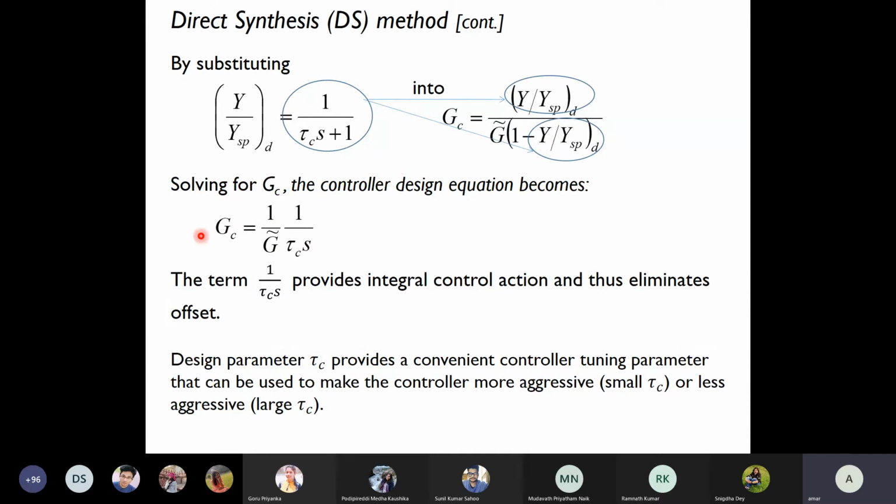Now you can see this equation contains a 1 by S term, which basically provides the integral action, so there will be no offset in the final performance of the closed loop system.